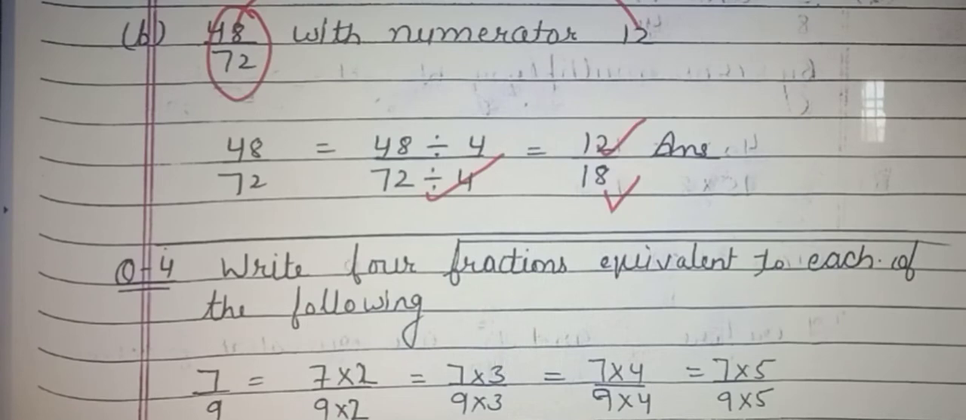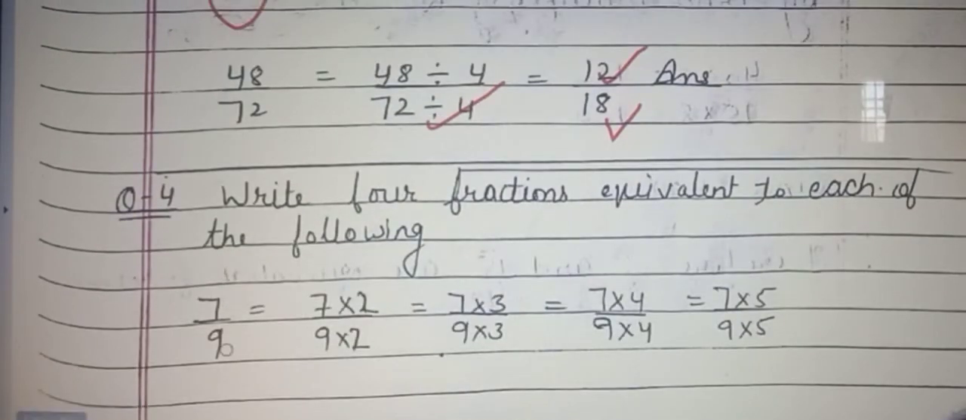Now next question, write 4 equivalent fractions of 7 upon 9. So to write the equivalent fractions, we will multiply it firstly by 2 upon 2, then 3 upon 3, after that 4 upon 4, and then 5 upon 5. Means the same number will be multiplied in the numerator as well as in the denominator.